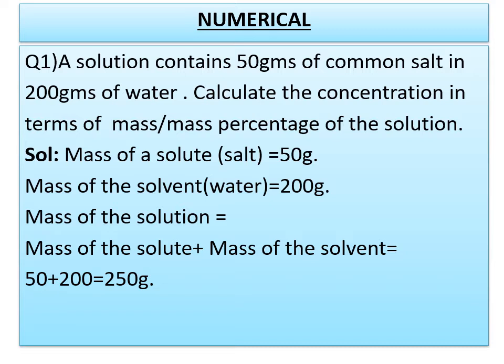So we'll do one of the numericals. Just listen, children. A solution contains 50 grams of common salt and 200 grams of water. Calculate the concentration in terms of mass by mass percentage of the solution. So in this numerical, what is given we have to analyze first. Mass of a solute, here the solute is salt, that is 50 grams. Mass of a solvent, nothing but water here, that is 200 grams. So mass of a solution is equal to mass of a solute plus mass of a solvent. We already know that. So solute is 50 and solvent is 200. So it comes to 250 grams of a solution.